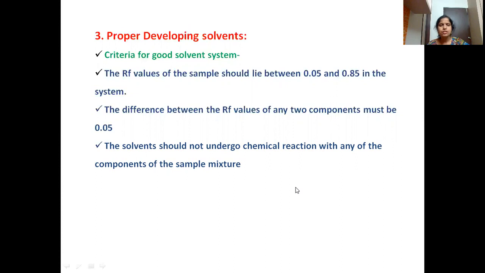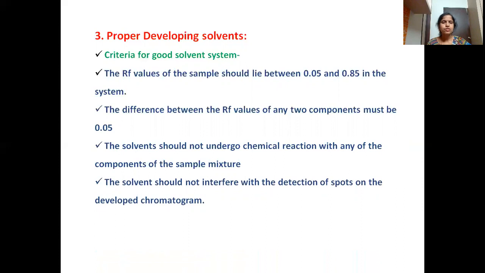And the solvent should not undergo chemical reaction with any of the components of the sample mixture. As with all the other chromatography techniques, we have to take care that the solvent should be inert. That means it should not react with any chemical, that is, it should not undergo any chemical reaction with the sample. The solvent should not interfere with the detection of spots on the developed chromatogram. After development of the chromatogram, for detecting the spots, that solvent should not interfere. Suppose the solvent interferes, we cannot actually identify the spots. So the solvent should not interfere with the detection of spots.